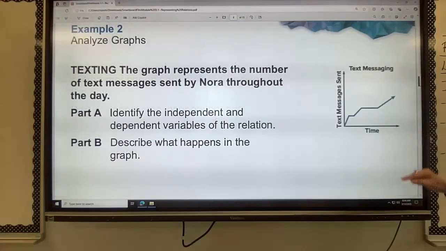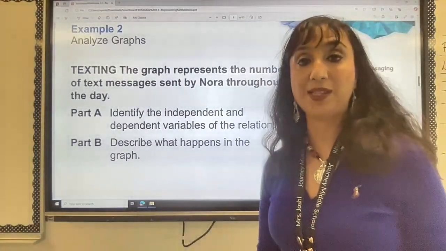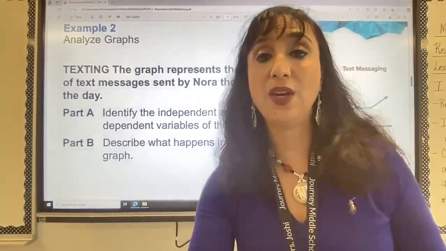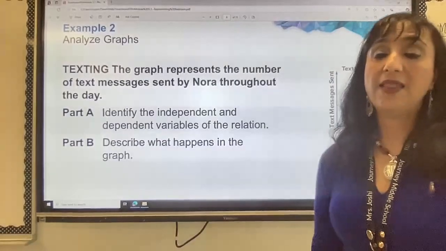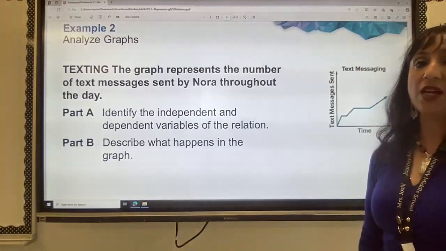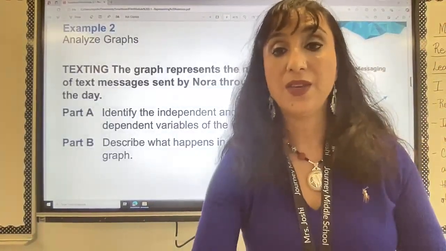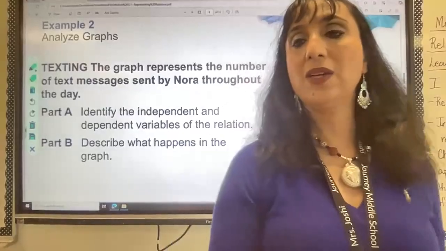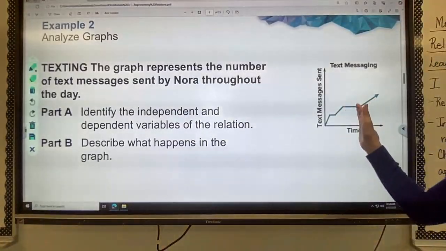And so it's saying the graph represents the number of text messages sent by Nora throughout the day. Identify the independent and dependent variables of the relation. Describe what happens in the graph. Okay, so let's look at this problem, and we are looking at the graph over here.